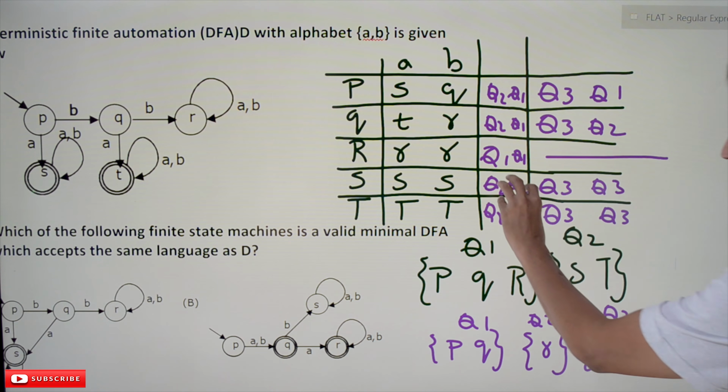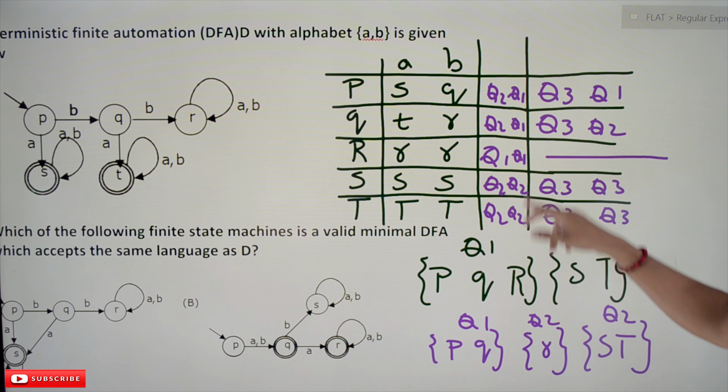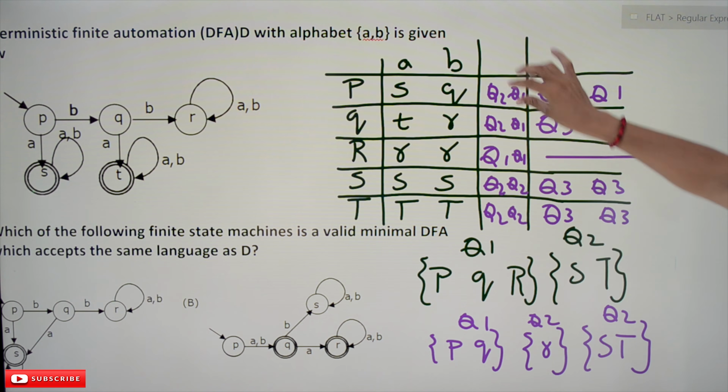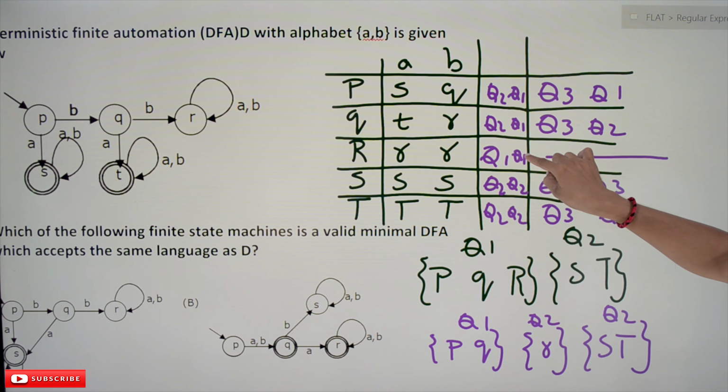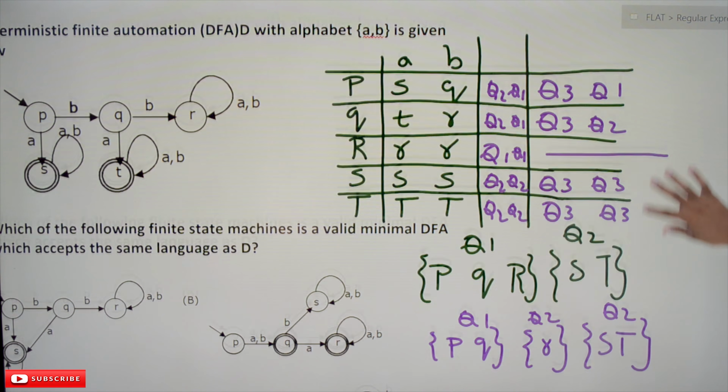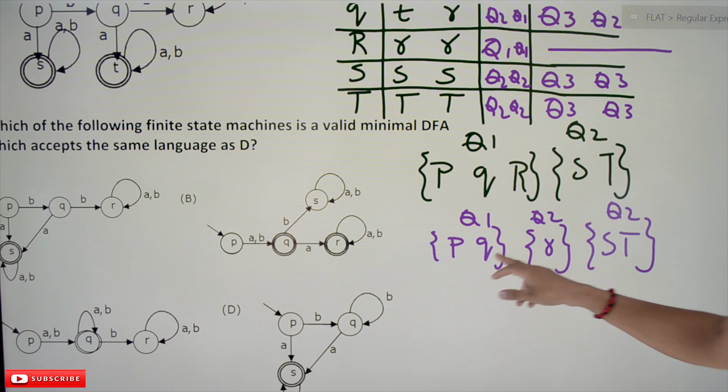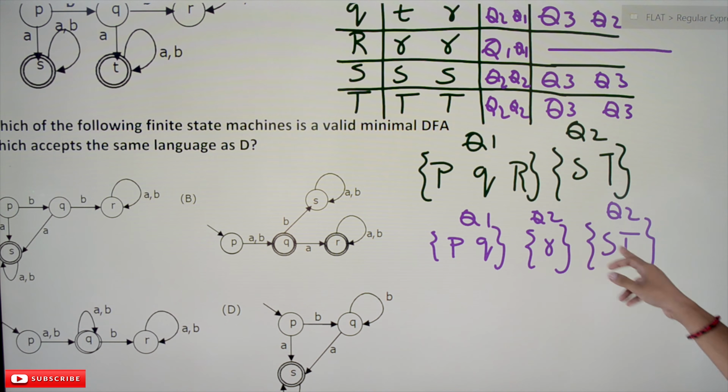So we have to check these 2 final states. Both are similar. We have to check these non-final states: Q2, Q1, Q2, Q1. These 2 are similar. This is different. So this is divided into 3 different sets. P and Q belong to one set. R belongs to another set. S and T belong to another set. Sorry, it is Q3, Q1, Q2, Q3.